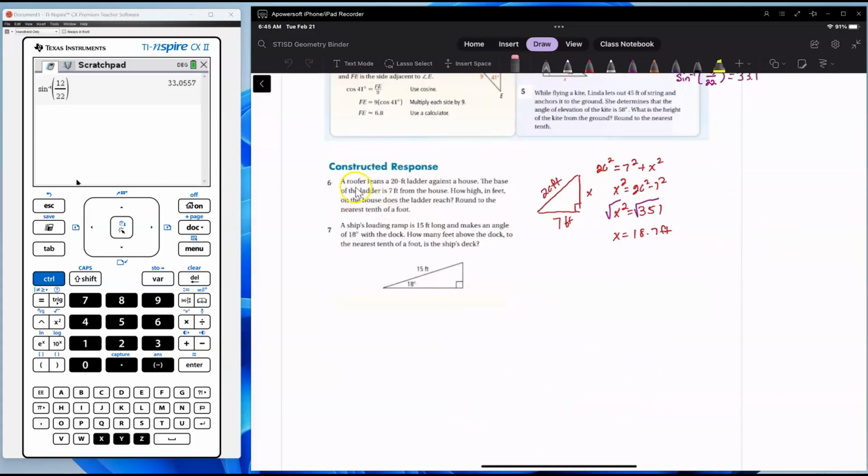Number 6, a roofer leans a 20-foot ladder against a house. The base of the ladder is 7 feet away from the house. In this case, you just have to use the Pythagorean theorem. So you have 20 squared equals 7 squared plus x squared. To find x, you have to subtract these two and then get the square root, so it's 18.7.